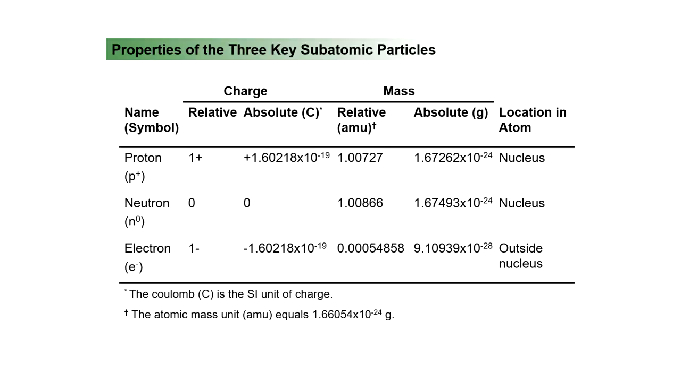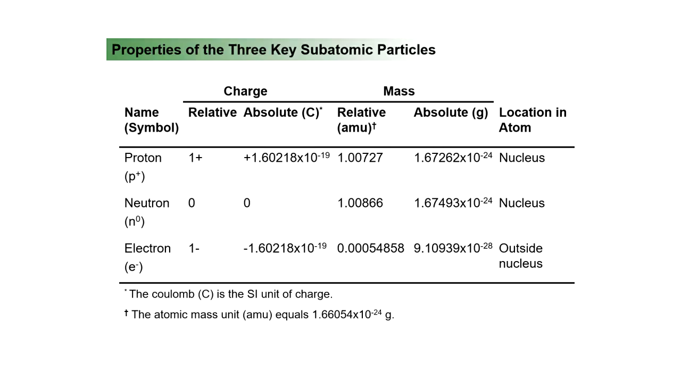This table then provides us a summary of the particles that make up the atom. And we're not going through all the experiments that demonstrated the existence of protons, neutrons, and electrons. I'll let you go back and review that yourself, but this is just a summary.